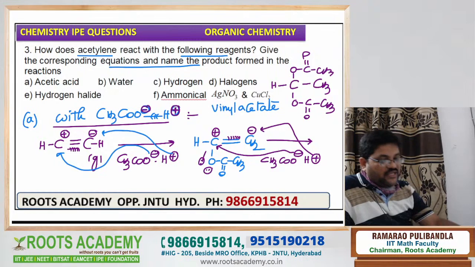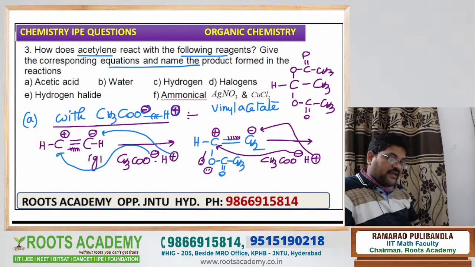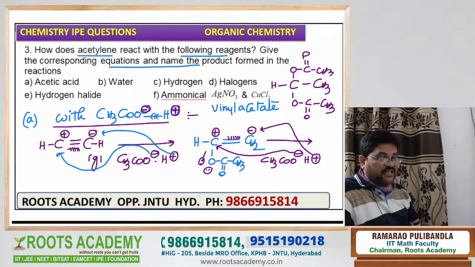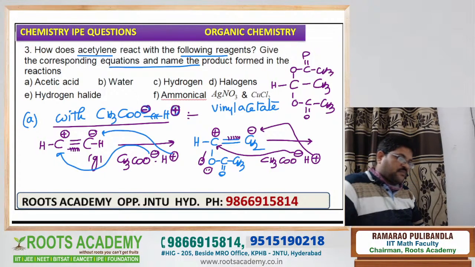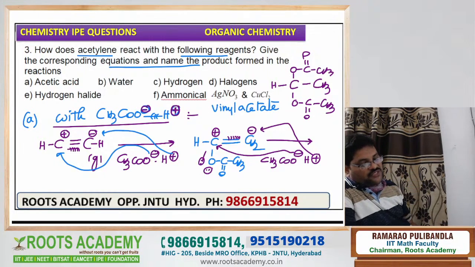So what you get? Ethyl acetate is forming, simply called acetate. Simple explanation, let me repeat the explanation once again. So what is acetic acid? It gives H plus ion slowly. H plus ion attacks the C minus, CH3COO minus ion attacks the C plus, and you get it like that.